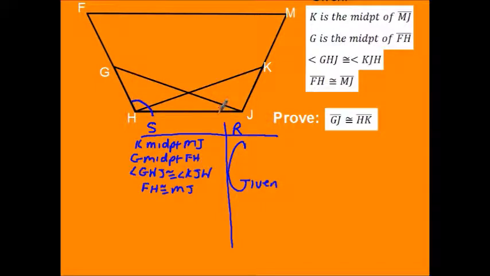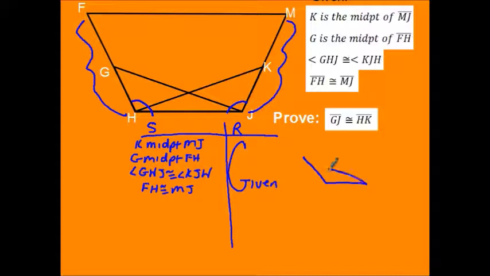GHJ, KJH, and FH, which is this big long segment right here, is going to be congruent to MJ, this big long segment here. Now, right off the bat here, I think I know what my overlapping triangles are. So I'm going to take them and pull them apart.